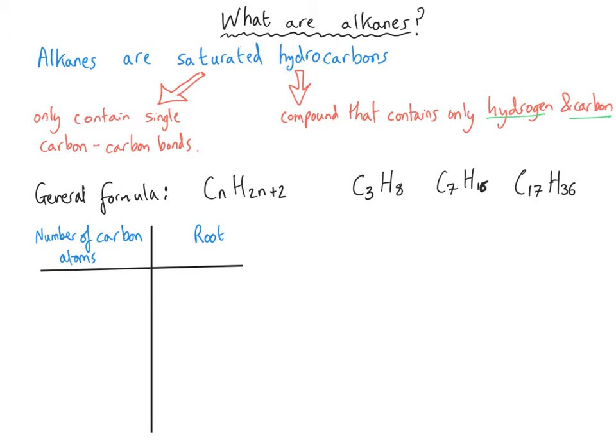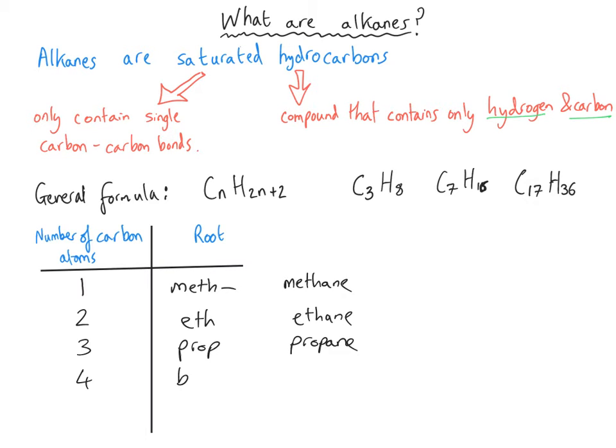The next thing to note about alkanes is how we name them. The name is derived from the number of carbon atoms contained in the alkane. So if there is one carbon atom contained in the alkane, the root of this word is going to be meth. And all alkanes end in ane, so this would be methane for the alkane. 2 carbons is eth as the root, so it would be ethane. 3 is prop, so it would be propane.